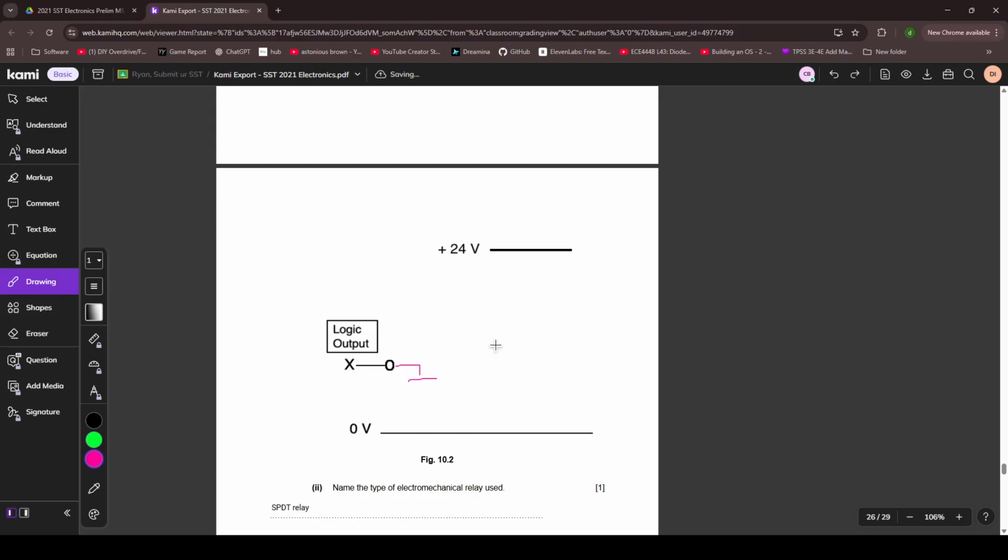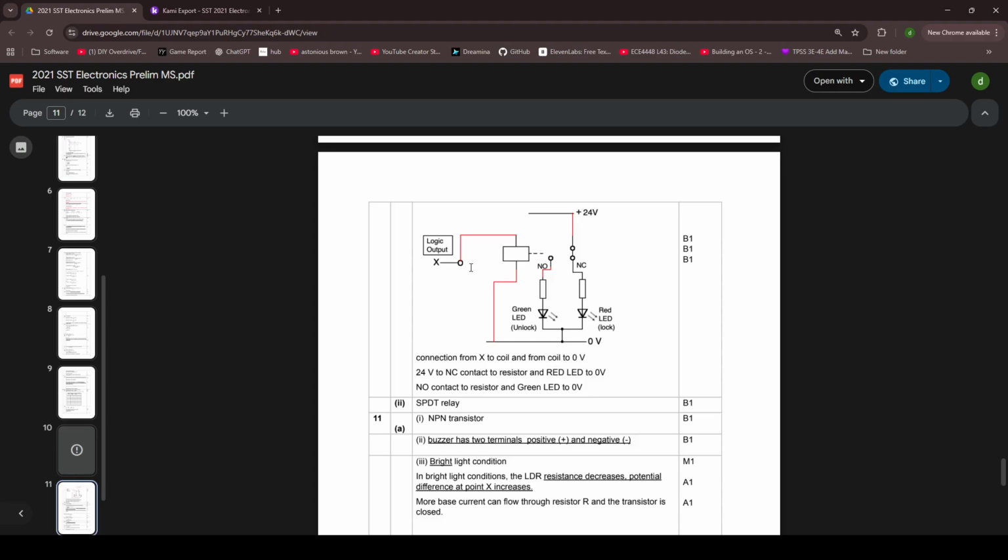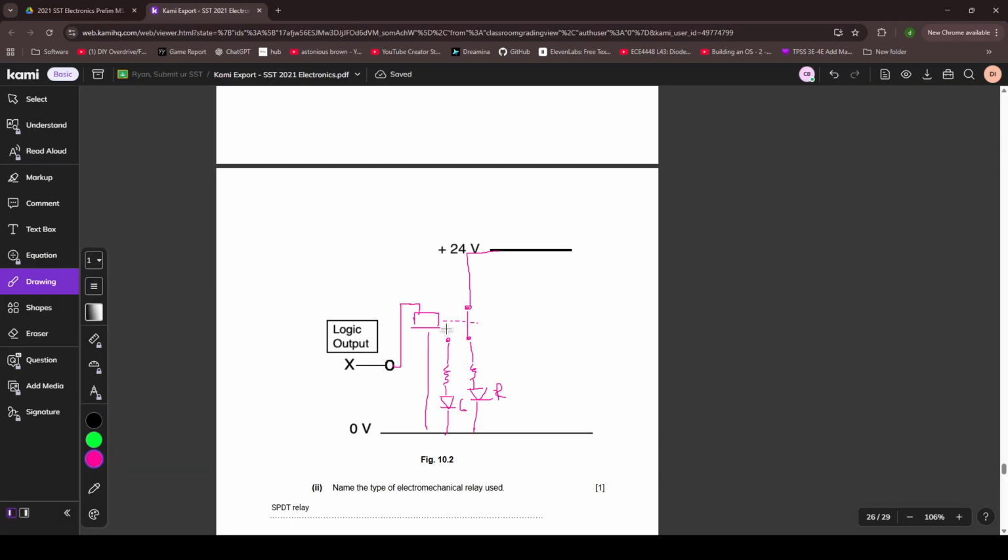Bro, this sucks. So this is the red LED, this is the green LED. Yeah. Okay.